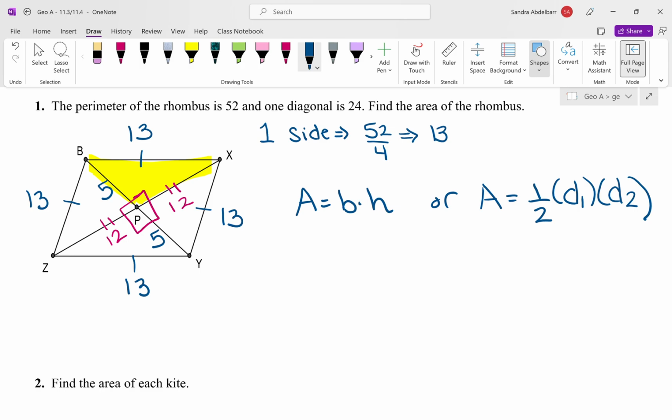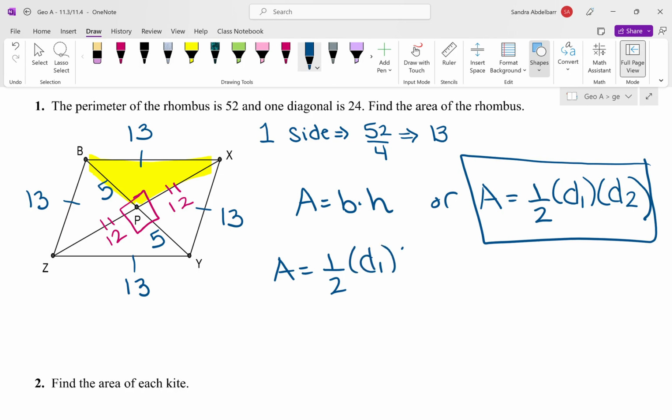Half d1, d2. Do I have diagonals? Yeah, do I have both diagonals? Absolutely. So which one's the winner here to use? Half d1, d2, since I have both diagonals. So area is going to equal half d1 times d2.